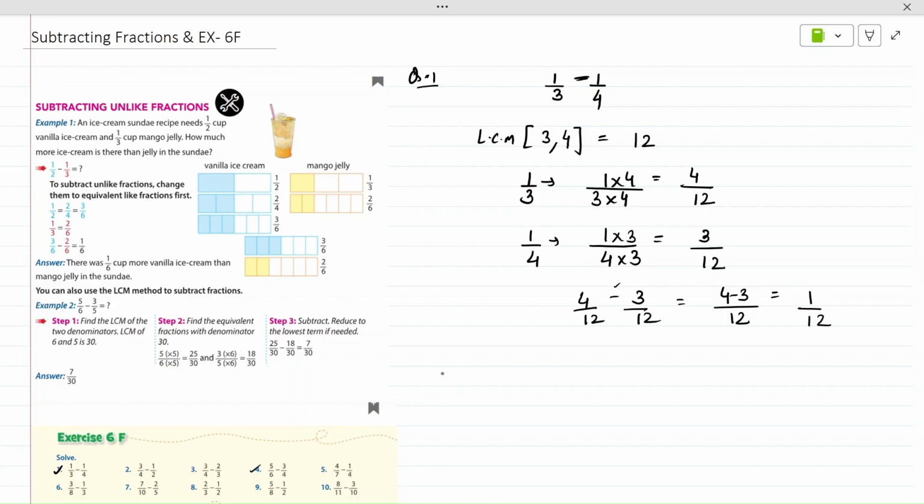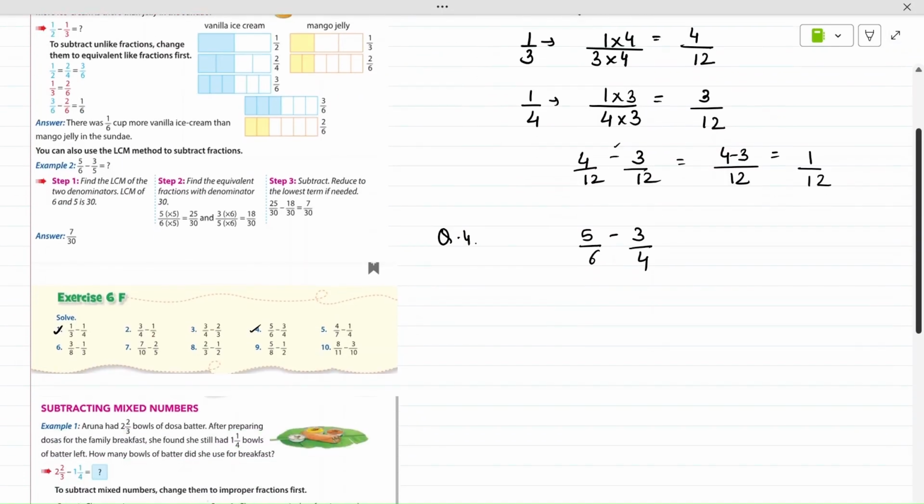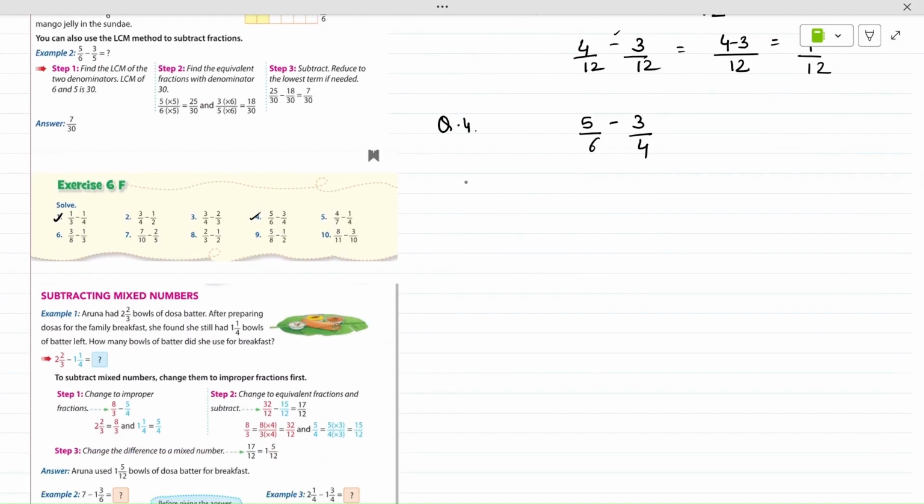I'm picking question number 4 now, where we have 5 by 6 minus 3 by 4. Again, when we see these two fractions, they are unlike fractions. So we have to take the LCM of 6 and 4. So this is 6 and 4 here. 2 into 3, 2 into 2, then 3 and 2. They do not have any common factor. So LCM will be 3 into 2 into 2, which is 12.